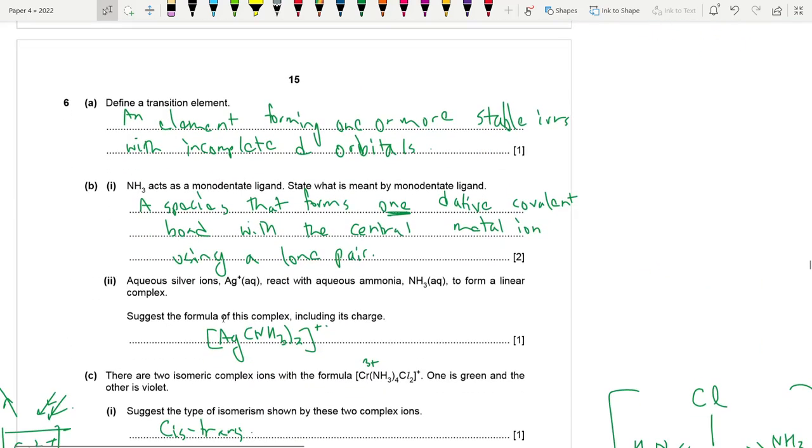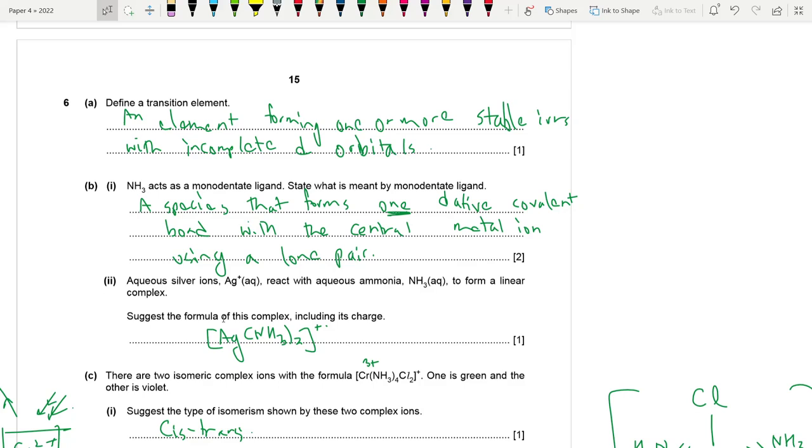Moving on to question number 6. It's a question on transition metals. What is a transition element? It is an element forming one or more stable ions with incomplete d orbitals. Really important, a very common question. So NH3 acts as a monodentate ligand. So what is a monodentate ligand?